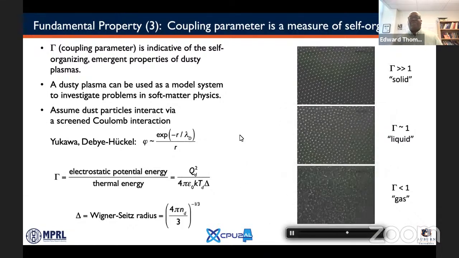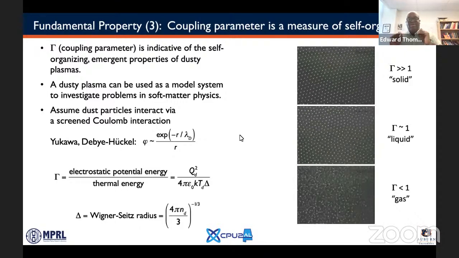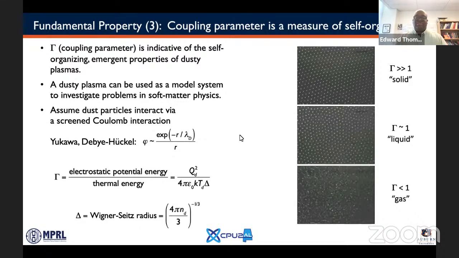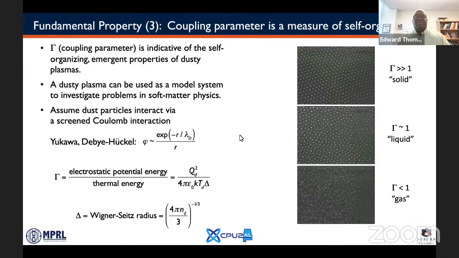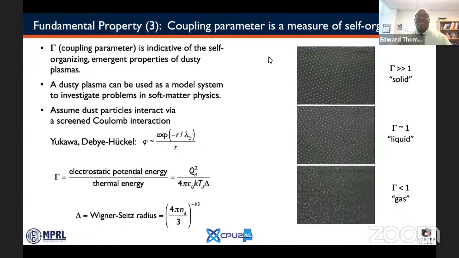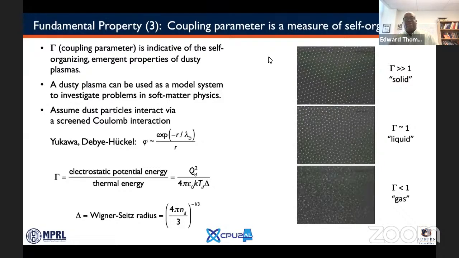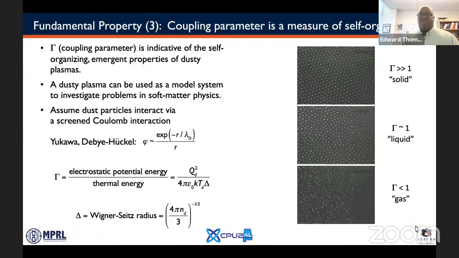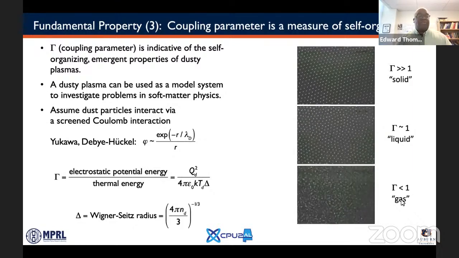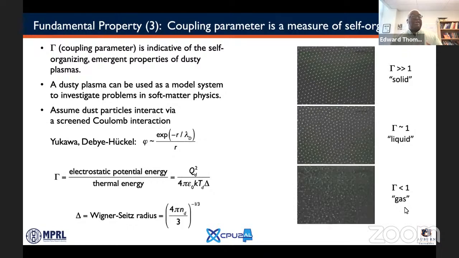Now, in the bottom movie, and these three movies are all of the same dusty plasma. This was an experiment carried out by our colleagues in Germany, in which they made a dusty plasma with the same particles, and then they adjusted the conditions in the experiment so that for the early part of the experiment, this quantity gamma was much less than 1. And when gamma is less than 1, a system behaves like a gas.